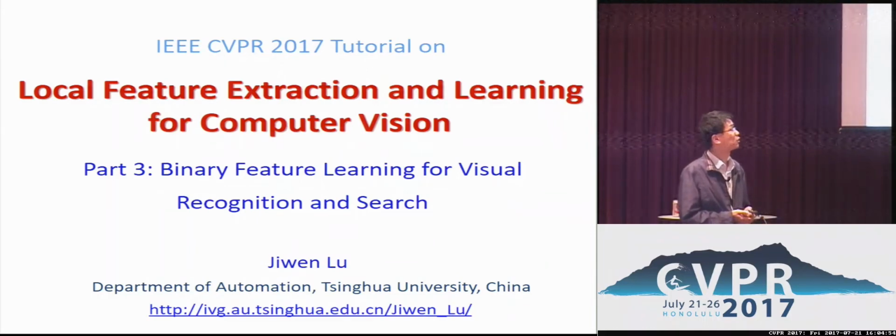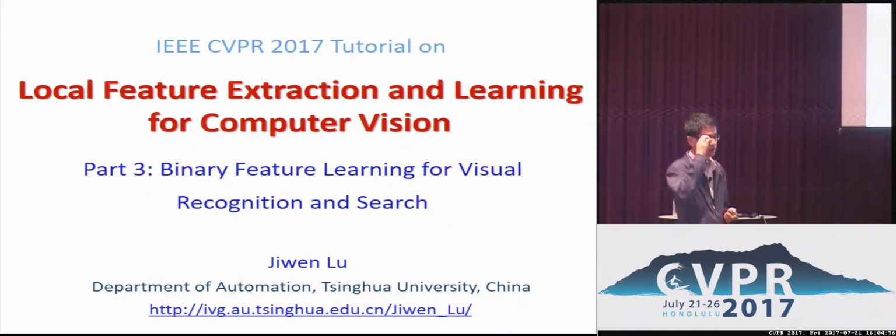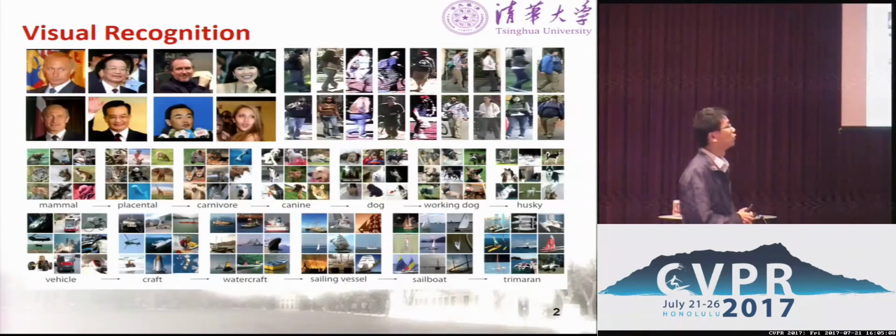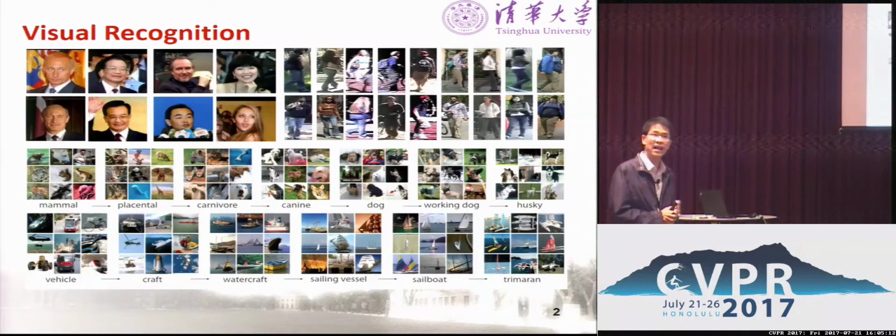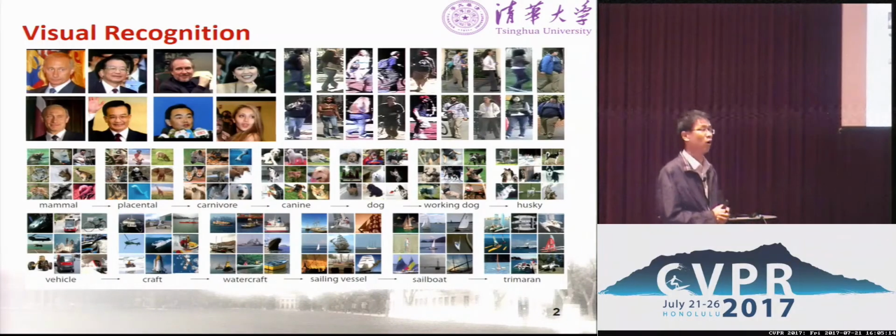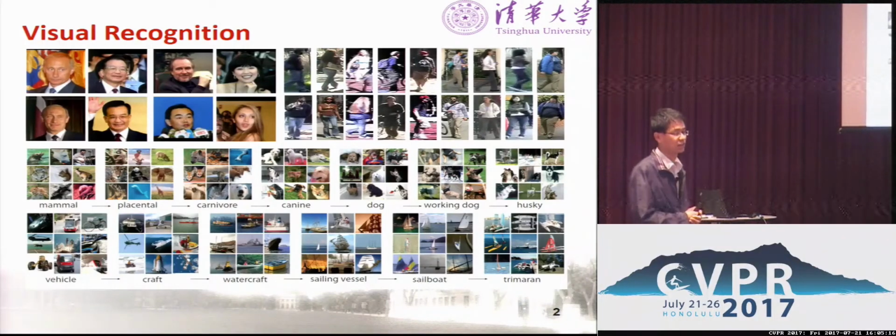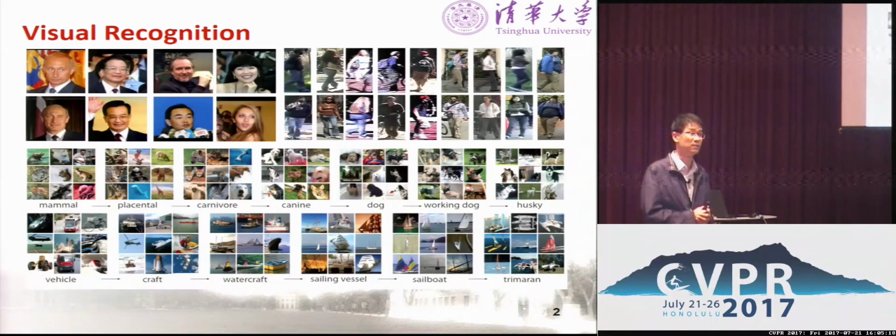Because the title of our tutorial is feature extraction and learning for computer vision, in this part I will focus on visual recognition and search, because these two topics are very, very important in computer vision. For visual recognition, the basic idea is we want to recognize objects, videos, activities, or humans in images or videos.